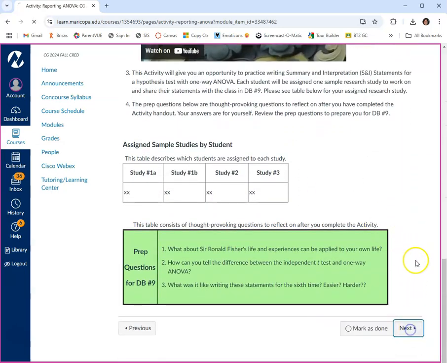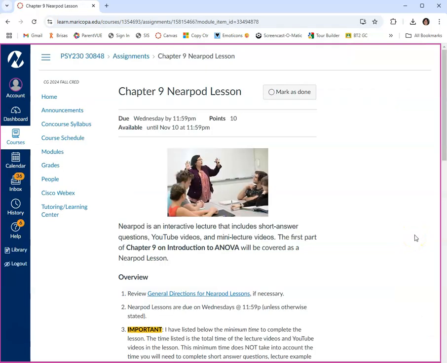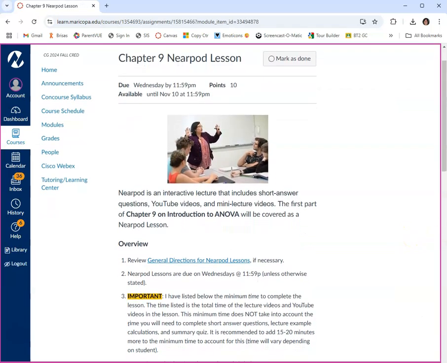Let's go to our assignments this week. The first assignment is the Nearpod lesson. This Nearpod lesson will introduce the logic and structure of ANOVA, as well as how to write summary and interpretation statements.